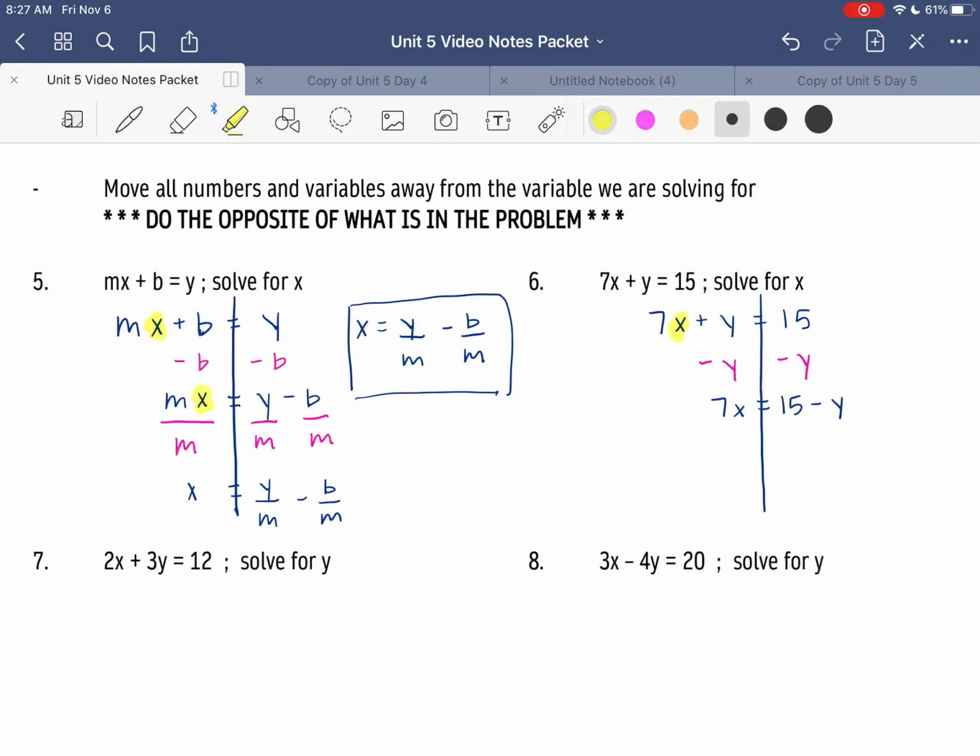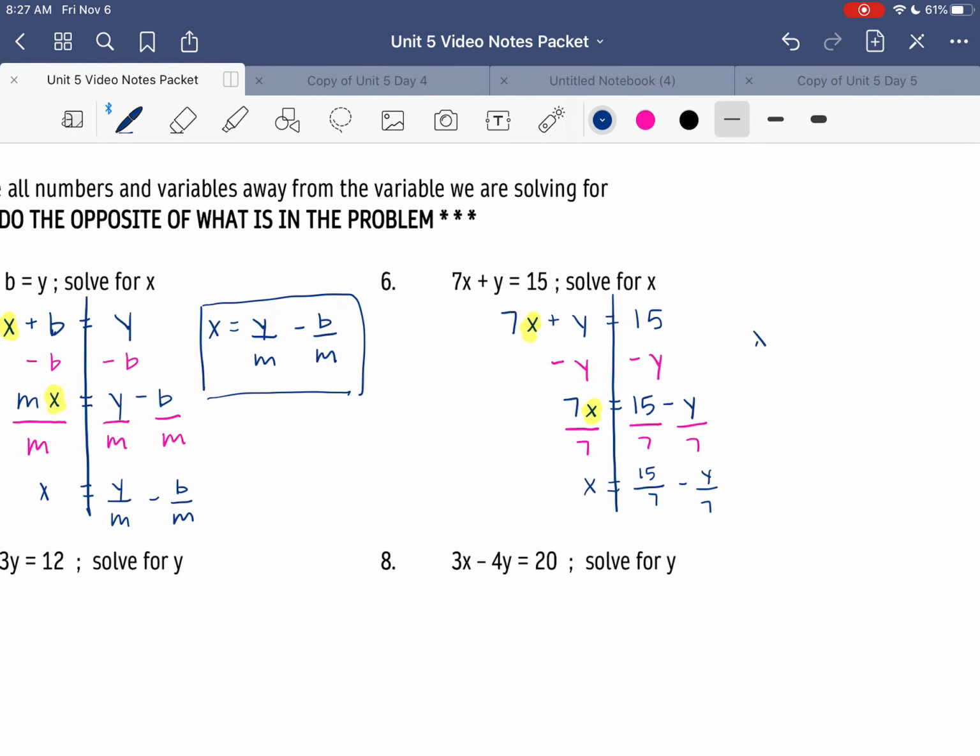And still trying to get that x by itself, so I need to get rid of the 7. So I would divide everything by 7. So that will give me x equals 15 over 7 minus y over 7. And again, you could leave that as 15 minus y over 7 as one big fraction, but sometimes it'll simplify nicely, and this might be helpful. Like, for example, if you were trying to get y by itself to graph. So I'm going to keep splitting these up. So we've got x equals 15 over 7 minus y over 7.